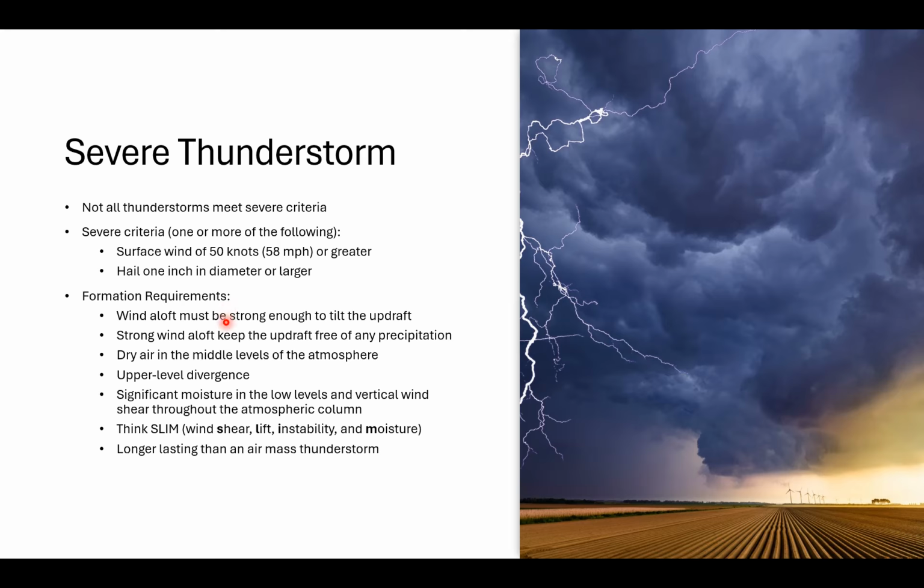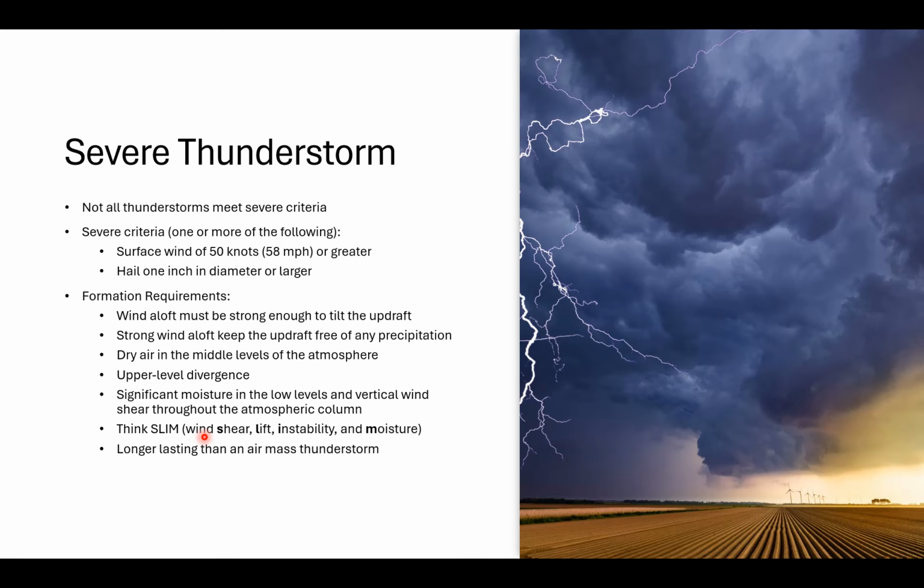Now the formation requirements: the wind aloft must be strong enough to tilt the updraft. Strong winds aloft keep the updraft free of any precipitation. Dry air in the middle levels of the atmosphere. You get upper level divergence, or removal of mass aloft. Significant moisture in the lower levels of the atmosphere. You've got vertical wind shear throughout the entire atmospheric column. And then I want you to think the acronym SLIM, S-L-I-M, for severe thunderstorm requirements.